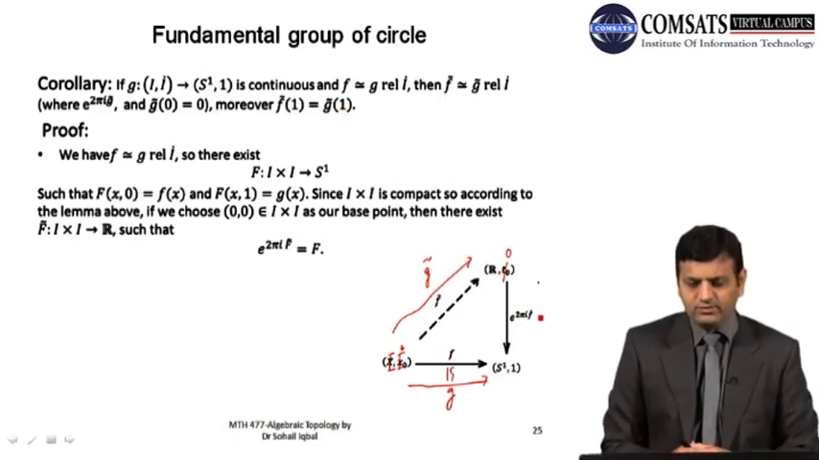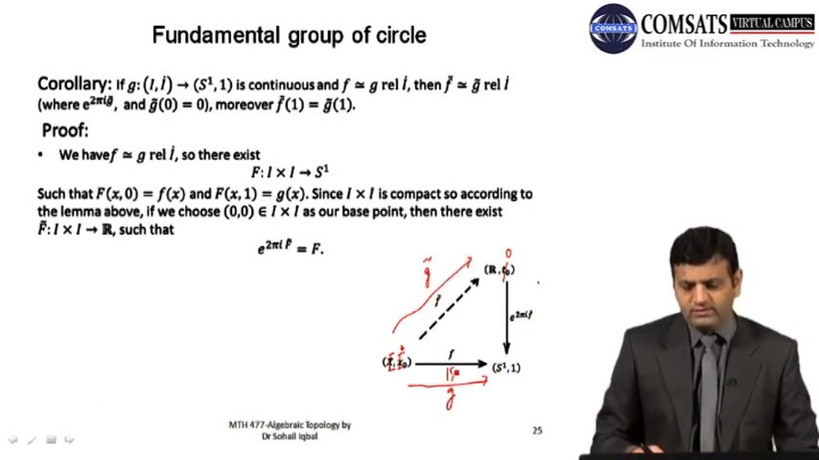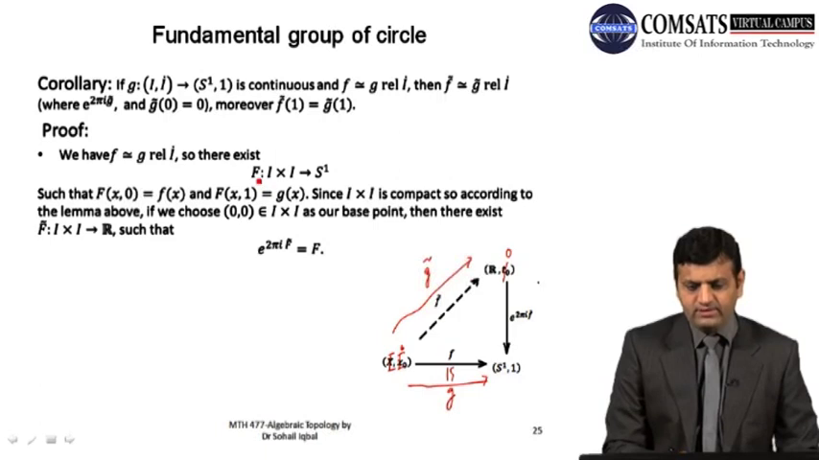Now let's see how to prove this result. I think the proof is not very difficult: just use the homotopy between f and g to define the homotopy between f tilde and g tilde. So capital F, which is a function from I cross I to S1, is going to be the homotopy between f and g, that is, when t is 0, F(x, 0) is going to be equal to f(x), and when t is equal to 1, this is going to give me g(x).